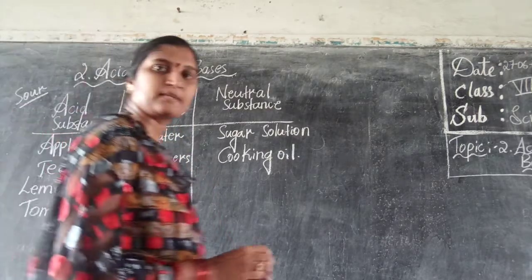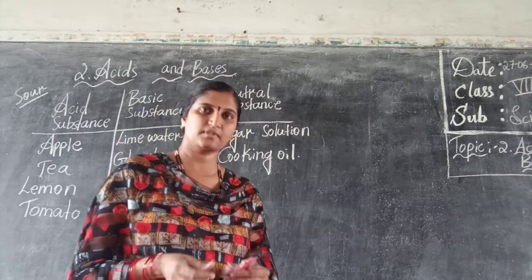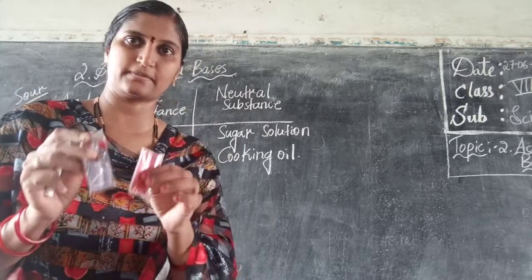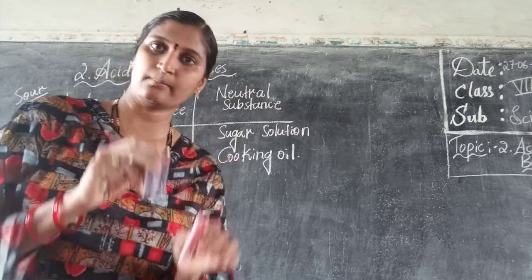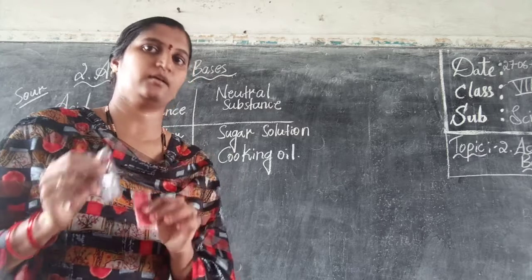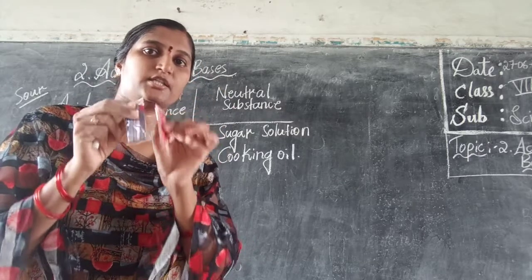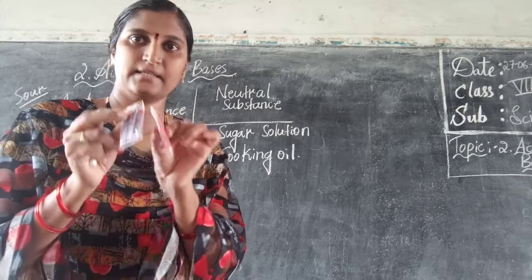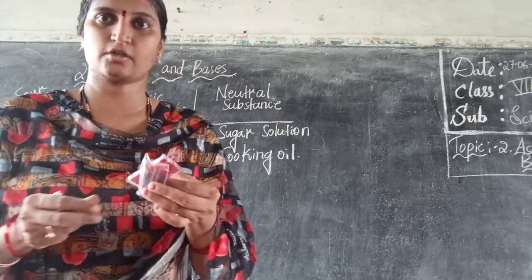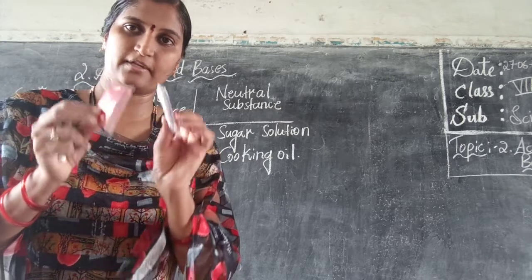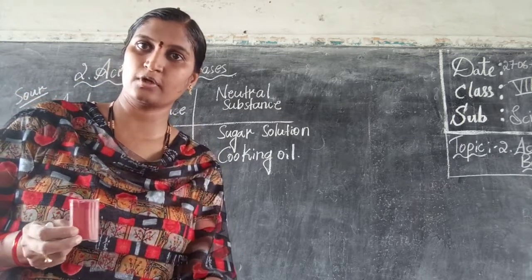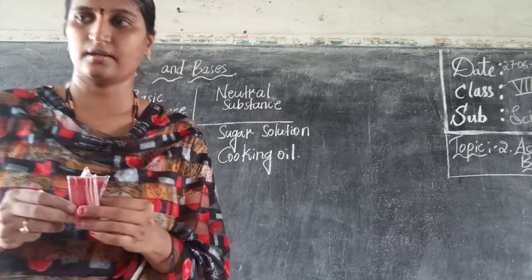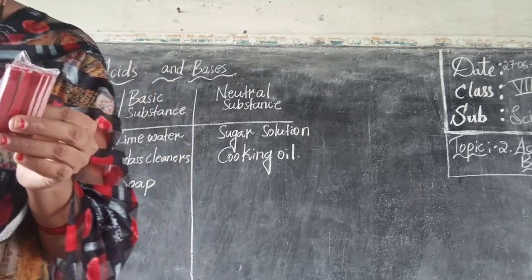Okay, now let us discuss indicators. Indicators means that when you use a red litmus paper or a blue litmus paper, based on the material you apply, they change their color. These are called indicators.